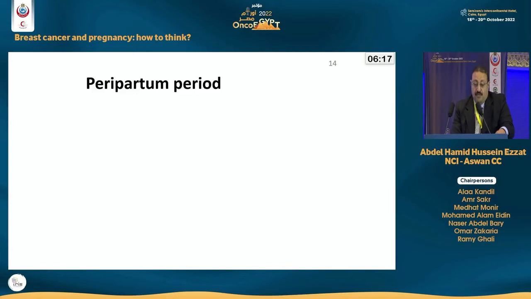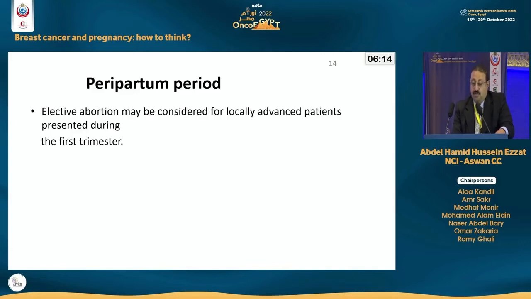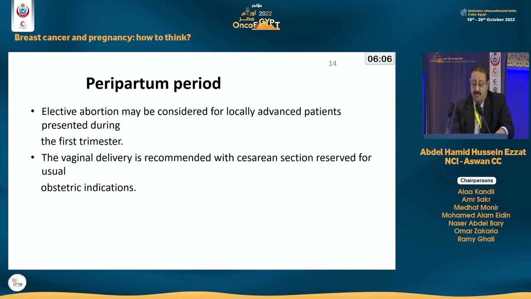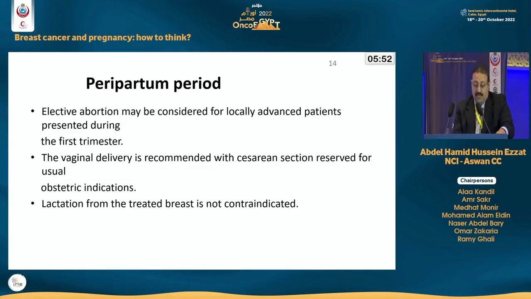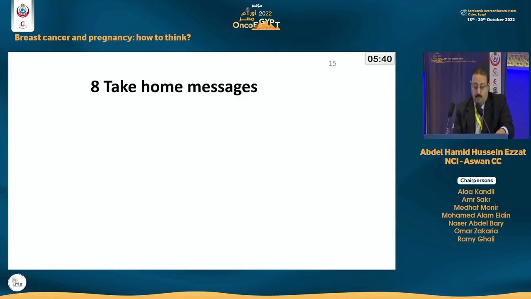In the peripartum period, elective abortion may be considered for locally advanced patients presenting during the first trimester. Vaginal delivery is recommended rather than cesarean section unless advised otherwise by the obstetrician, to avoid infection from the incision. Lactation from the treated breast is not contraindicated, and the recommendation is at least 2 years from complete remission before another pregnancy. We have here 8 take-home messages.